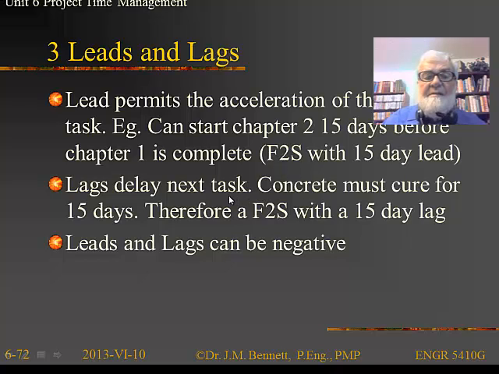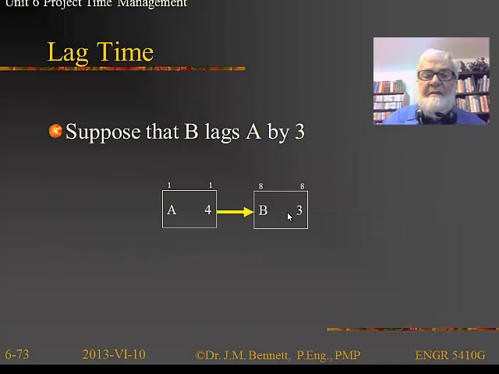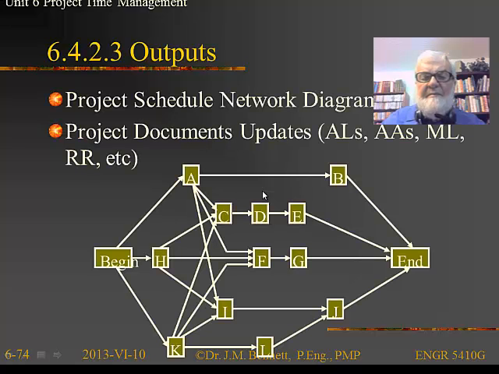Lags are the reverse. They delay the downstream task. So for example, concrete has to cure after I lay the concrete, then I've got a lag of 15 days. So I've got a finish to start relationship here, which means when I finish this activity, pouring the concrete, I must wait 15 days before I can start the downstream activity. And leads and lags can be negative too. They don't always have to be positive. So if B lags A by 3, for example, when I actually complete A after 4 units here, I have to wait 3 more lag units before I can start on day 8 at that particular time.